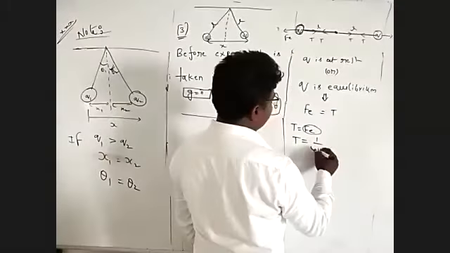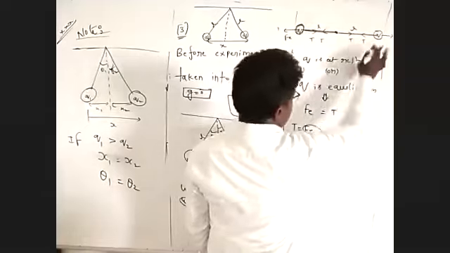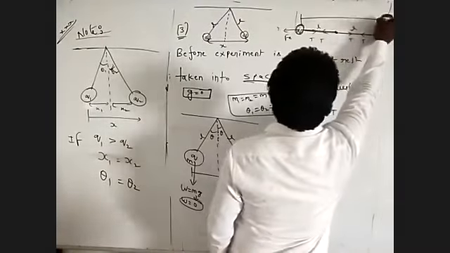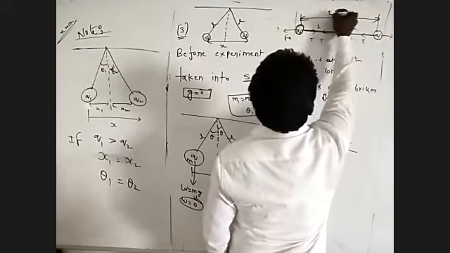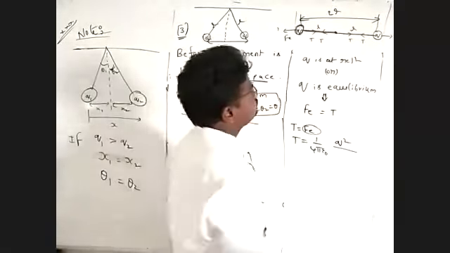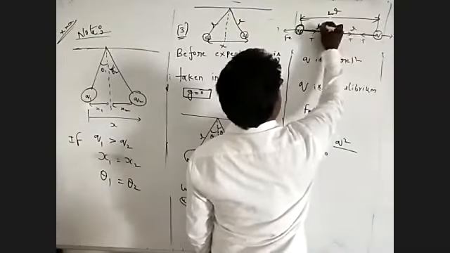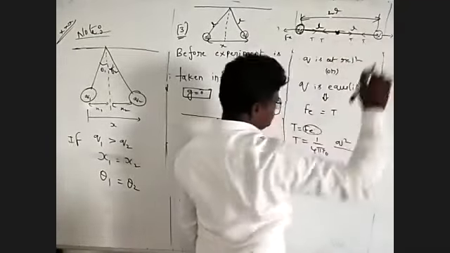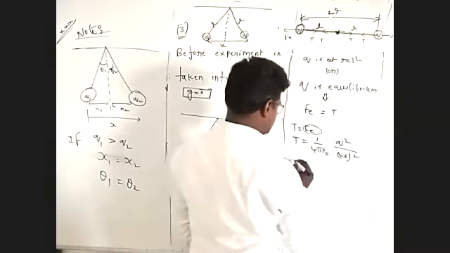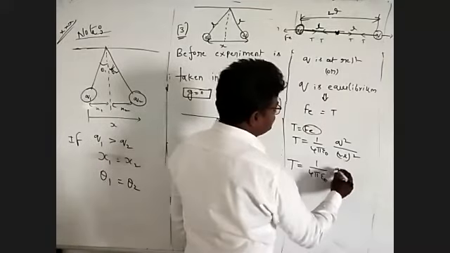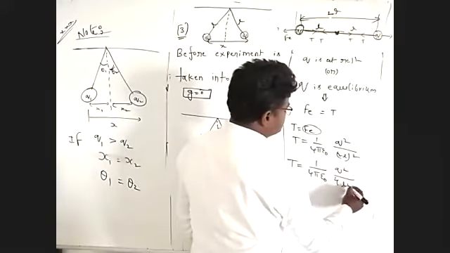In a medium, it is 1 by 4 pi epsilon naught, charge Q into Q, Q squared, over the distance between the two charges. From here to here, the total length, how much is it? 2L. From here to here is L, and from here to here is L. The total length is 2L, whole square. Now T is equal to 1 by 4 pi epsilon naught, Q square by 4L square. That is your answer.